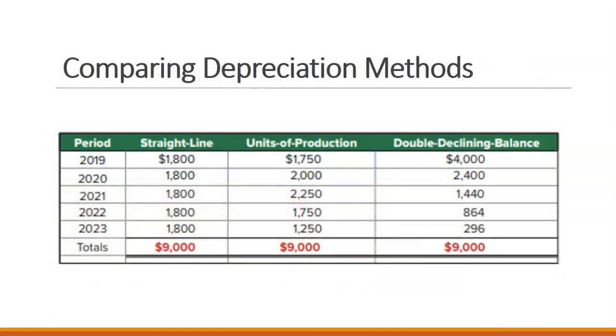On this slide, we can look at the three methods side by side. We expense the same exact amount of total depreciation over 5 years under any method. The double declining method is called an accelerated method, and this gives us more depreciation expense right at the beginning of the use of the asset.